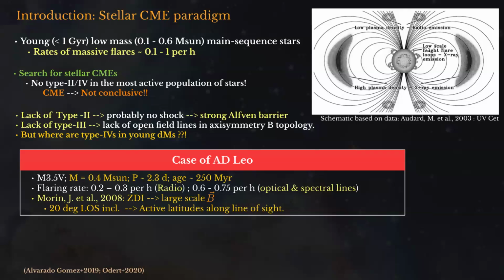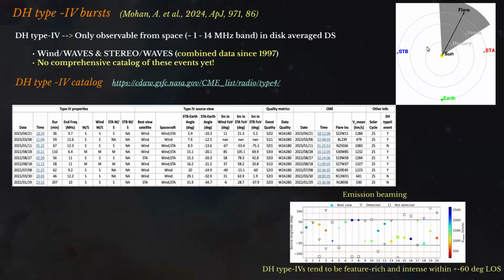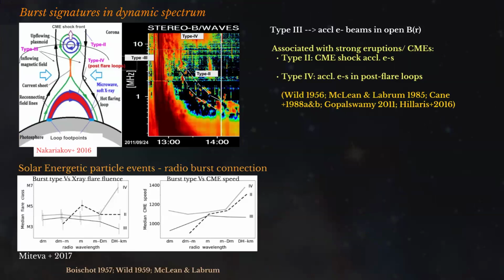Actually, I have something about the type 4s. You explained them again, I didn't understand, sorry. Yes, so they are basically these electron beams which are accelerated at these reconnection sites and then pumped down into these newly formed flare loop arcades.